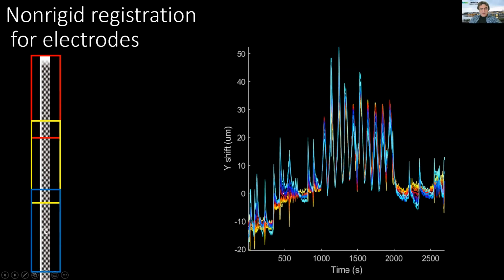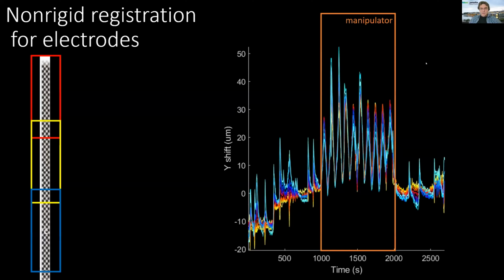It's Y shift, and you can see that, in fact, for this period where there was no manipulator movement, there's significantly different shifts for the top part of the probe in red and yellow versus the deepest parts of the probe in blue and cyan. You can see the difference can be up to 10, 20 microns or so.